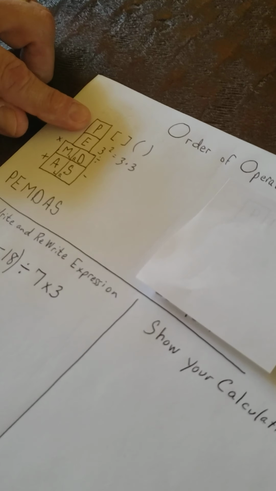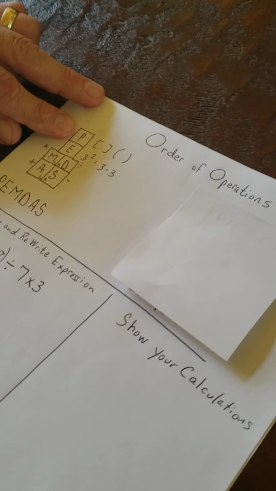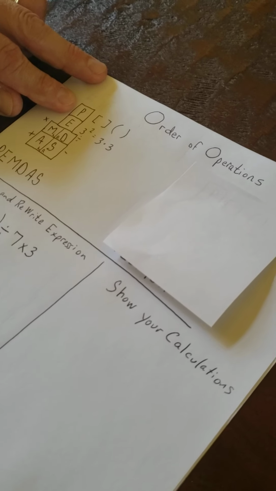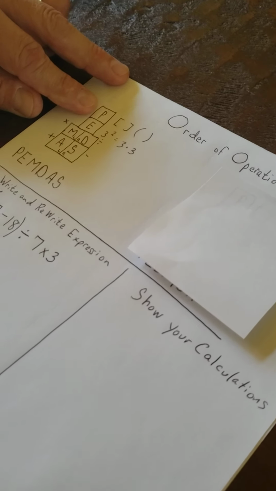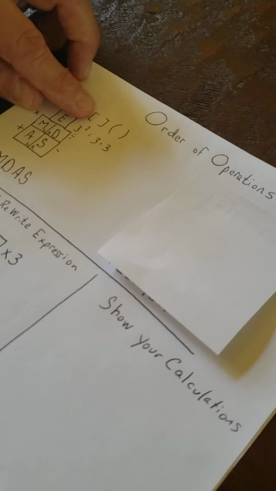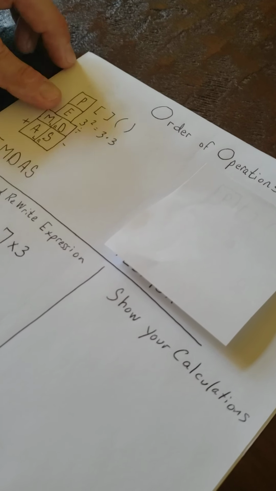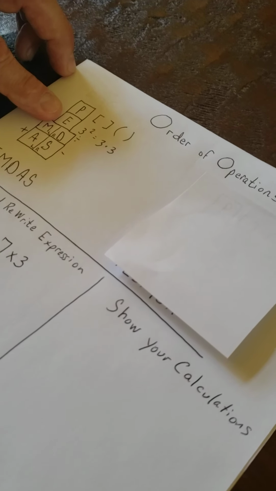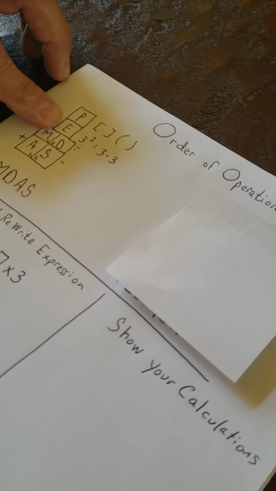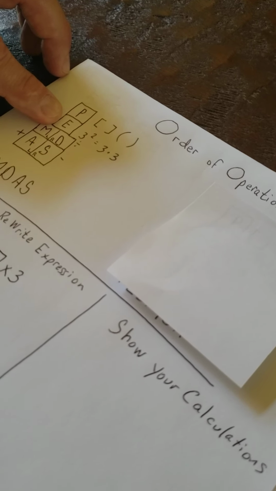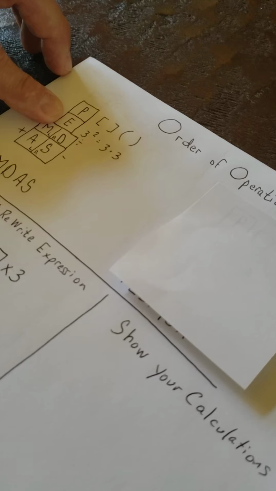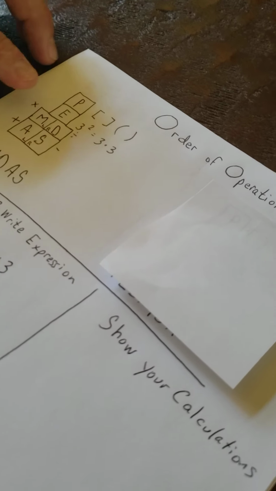We have the parentheses. That's the first step, right? It's on top, just like we read from top to bottom, left to right. We have the parentheses, which also could include the brackets. The second step in the order of operations is the exponents. While we don't do exponents in fifth grade, you will shortly do that when you get into sixth grade.